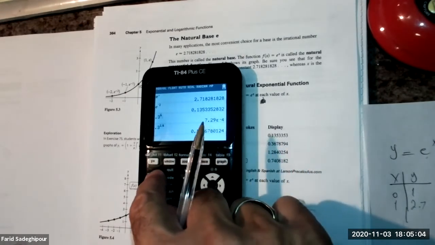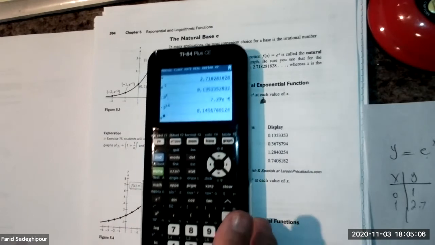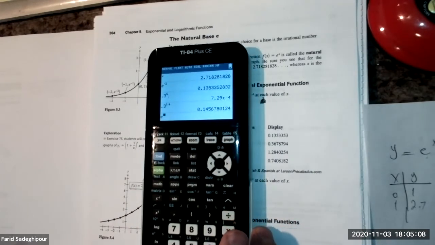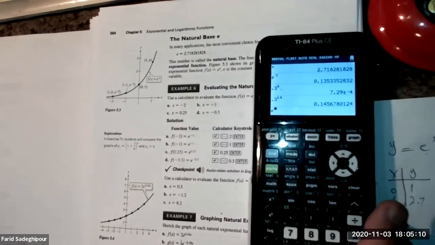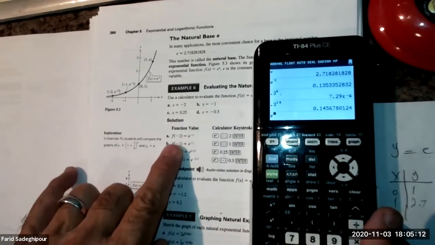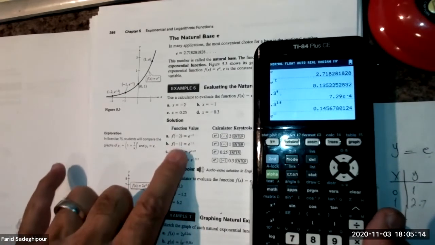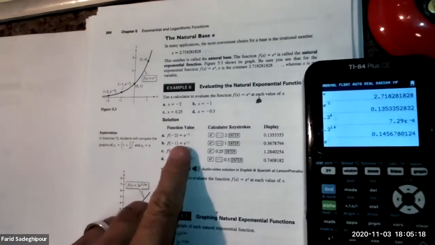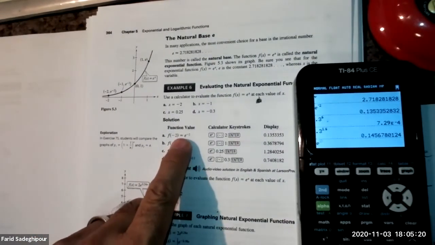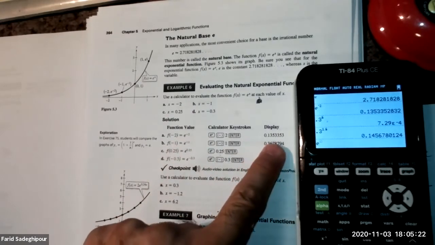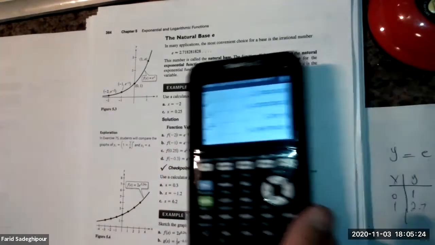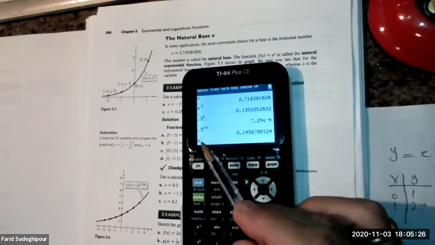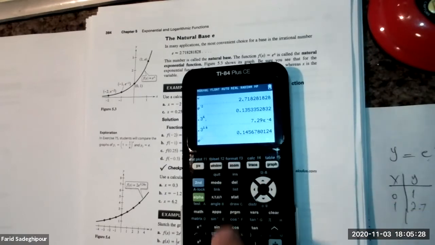If you go to the second, and the button at the bottom here is e to the x. Let's say I want to find e to the power of -2. You know the answer is 0.135. So here you have to put the power. Again, I'll do it again.